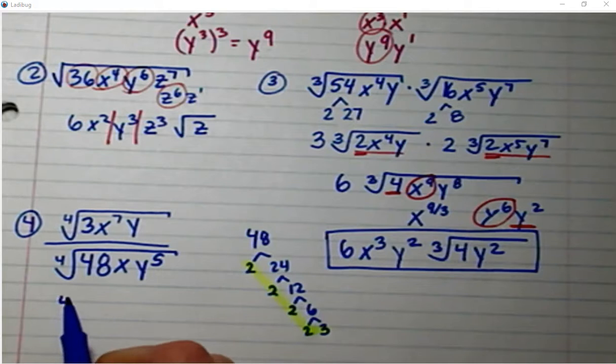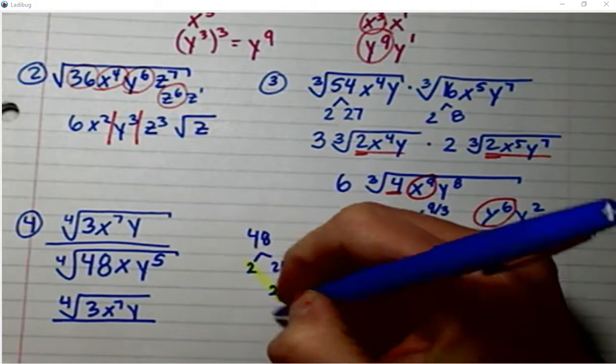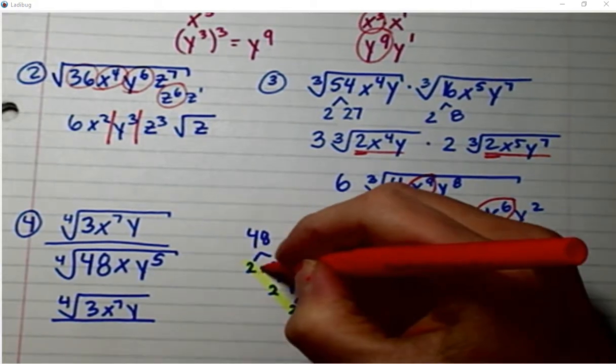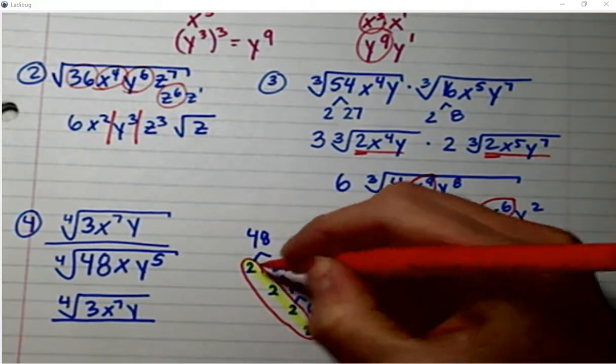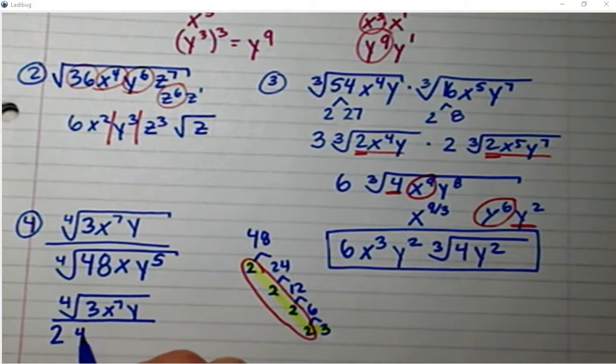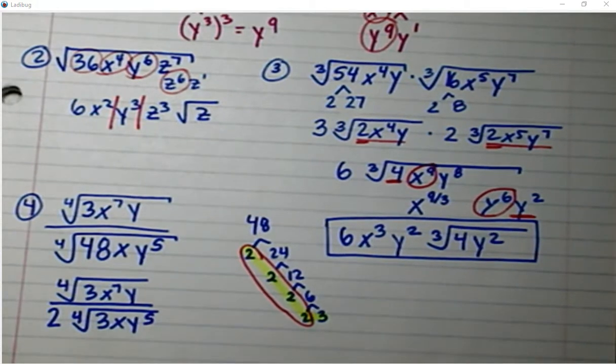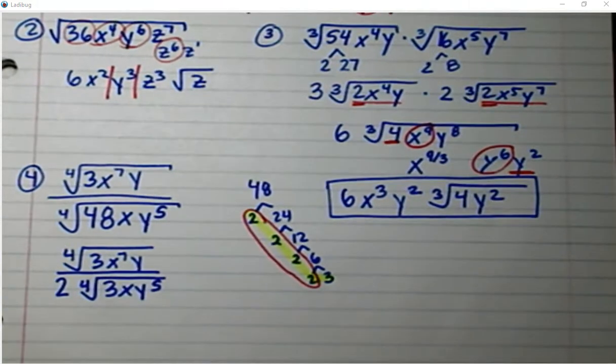Sure. So 4th root of 3x^7y. Okay, and so where's my grouping? There's my 4 of a kind. Okay, there's my 4 of a kind. So the 2 comes out, and the 4th root stays, 3xy^5. Yeah, I mean, that's a decent first step. Now, there might be a shorter way to do this problem, but I'm taking your input here. Okay, something else I can do.